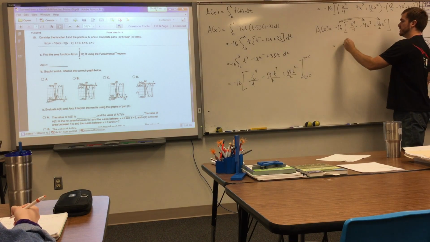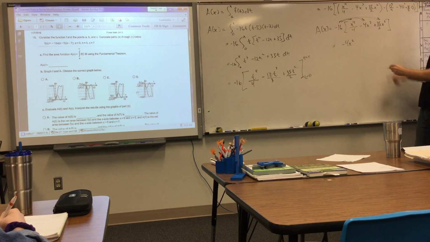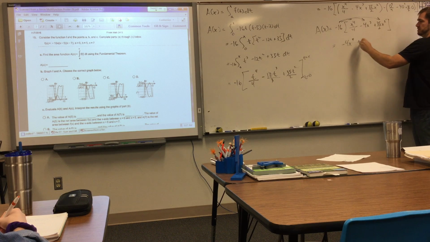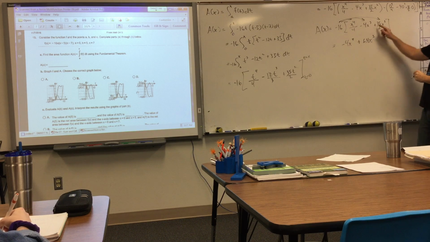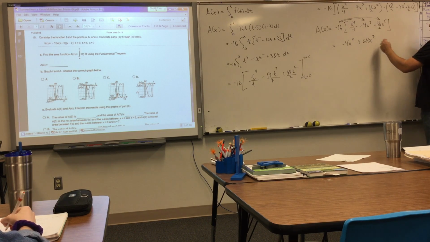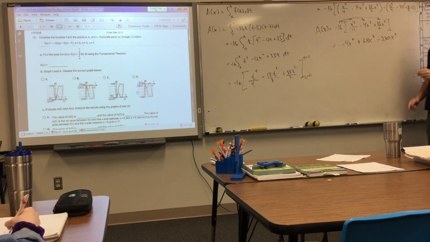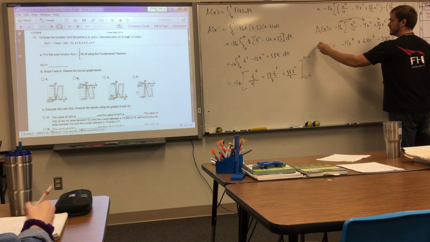Negative 16 times x to the 4th over 4, so negative 4x to the 4th. We need some help here. Maybe not. Negative 16 times a negative 4 is 64, positive 64x cubed. And then negative 16 times 35 halves is negative 280, negative 280x squared. Let's consult the manual here. Negative 4x to the 4th, check. Plus 64x cubed, check. Minus 280x squared. We are correct in our answer there.